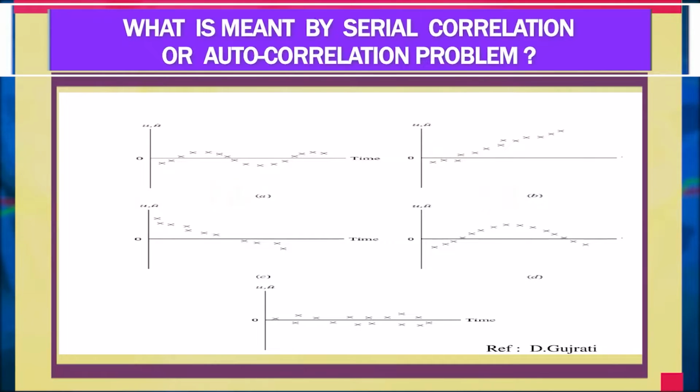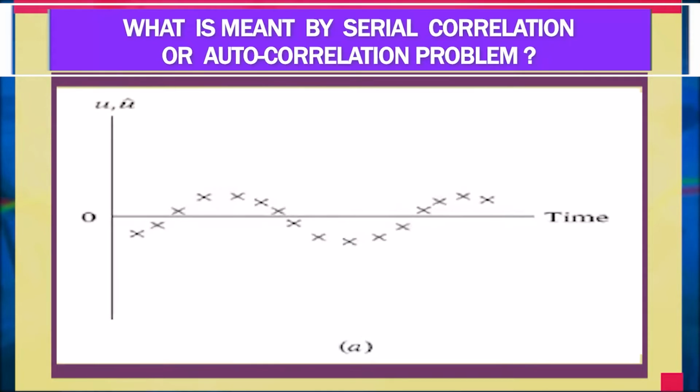So now we move on to how graphically we can visualize different kinds of exhibitions which are shown between the error term of the current period and the error term of the previous periods. If we look at the diagram of point A and point B, then we observe that in both the cases there is a particular trend.